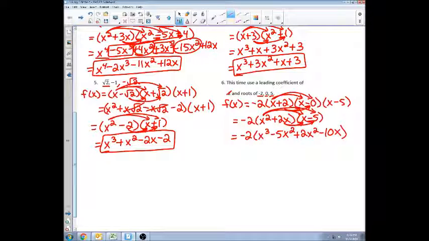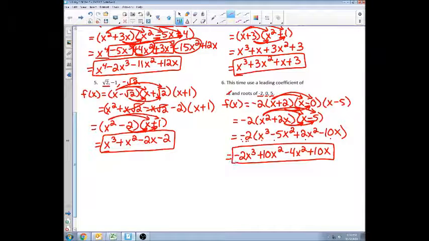The final step, and really the only time that negative 2 comes into play, is right now. I just need to distribute the negative 2 to everything. So it would be negative 2 times x cubed. So I get negative 2x cubed. Negative 2 times negative 5x squared would be positive 10x squared. Negative 2 times positive 2x squared would be negative 4x squared. Negative 2 times negative 10x would be positive 10x. And we are done. All right.